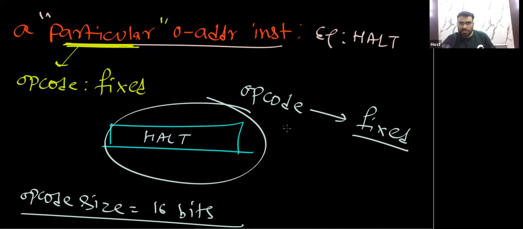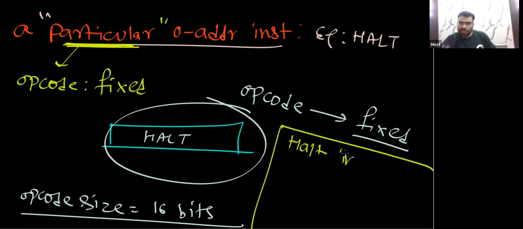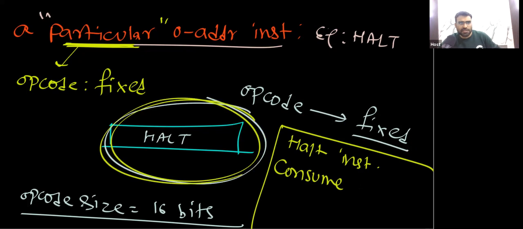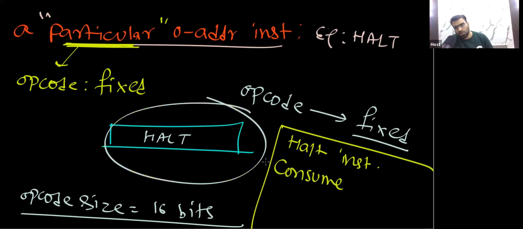So tell me, how many bit patterns will this halt instruction consume? It will consume only one bit pattern, yes or no? Because opcode is fixed, the entire instruction, the entire 16 bits, is fixed. The entire instruction is opcode. So I can say that the halt instruction consumes only one bit pattern.